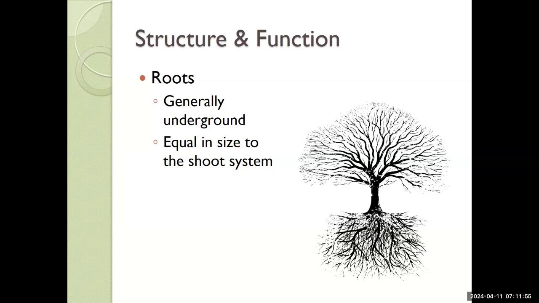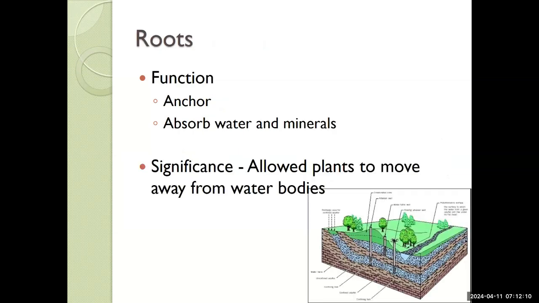So the roots, these are generally underground, and it's important to point out that as above, so below. The root structure is often equal in size to the shoot system above. It needs to be, because the root's primary function is to anchor the plant. You can't hold something huge and top heavy on a measly little tether. The other function of roots is to absorb water and minerals through osmosis.